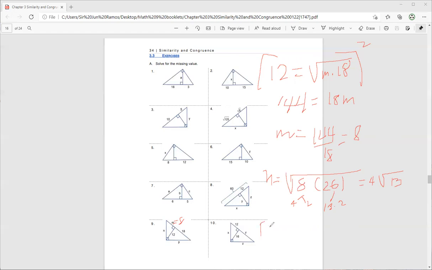What about p? P will give me the square root of, what is the length of the segment nearer p? It is 18 times the whole hypotenuse, which is 26. Again, don't multiply 18 and 26. You factor 9 and 2. And then this is what? 13 and 2. Now 2 and 2 will give you a perfect square. So that's a 4. So 9 times 4 is 36. The square root of that is 6. And what is left inside is 13. So p equals 6 square root of 13.